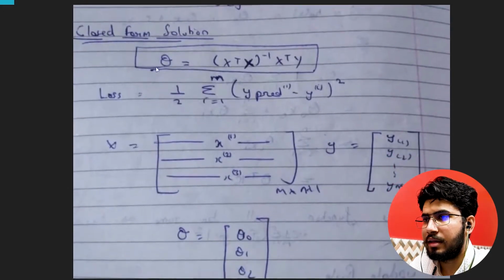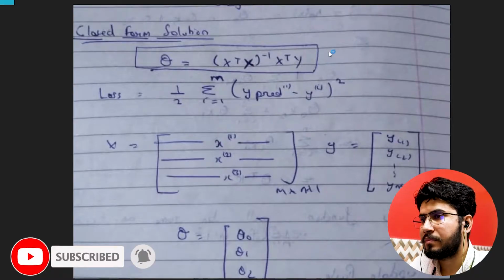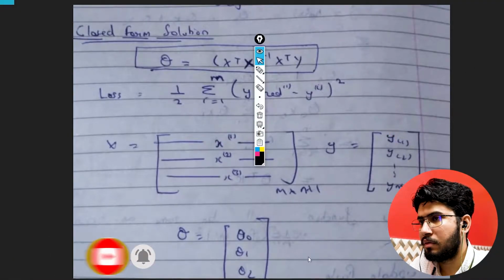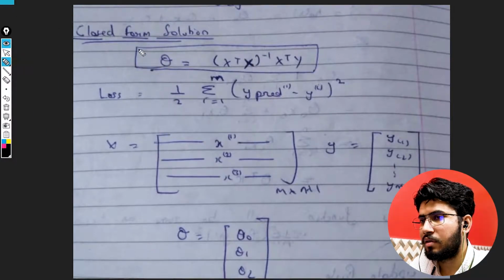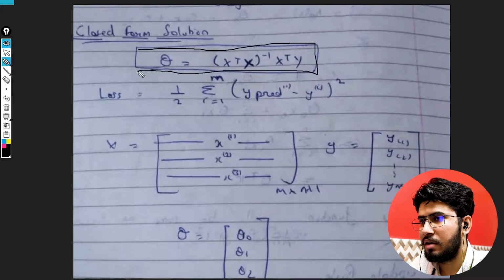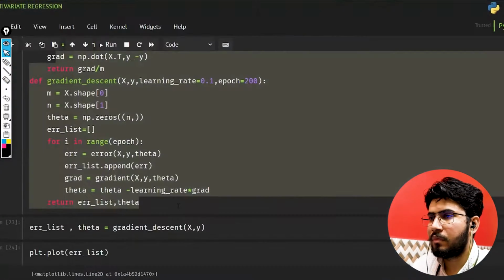If you take a look at this here, let me stop on this. So this is our closed form solution, or you can say this is our formula, that is the formula that we are going to use. Okay, so let's take a look at our multivariate regression program.